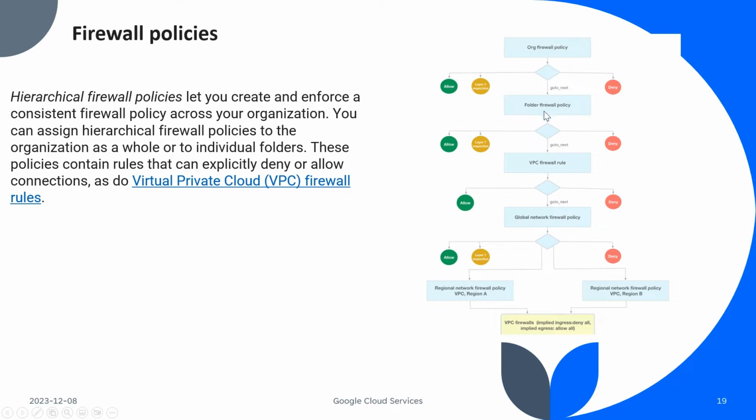Now this is the order: folder firewall policy, if you apply the folder firewall policy, then I'll come to this, then you have the VPC firewall rule, then the global network firewall policy, and then the regional network firewall policy. So let's first understand hierarchical firewall policy, which lets you create and enforce a consistent firewall policy across your organization, right? You can assign a hierarchical firewall policy to the organization as a whole or to an individual folder as well.